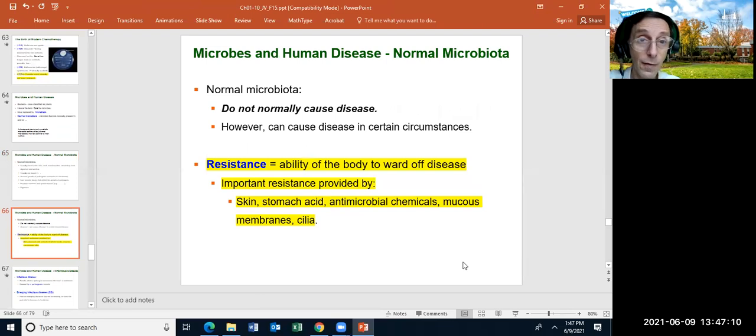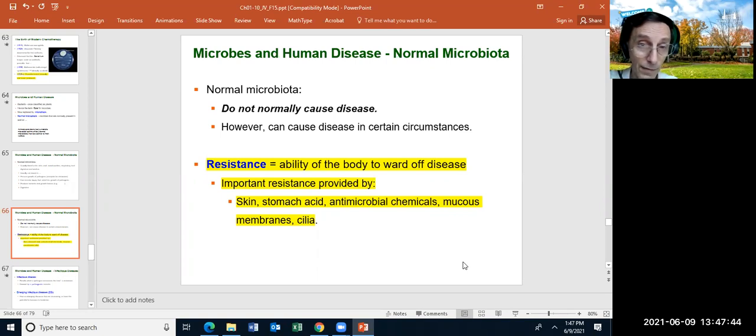All right. The normal microbiota do not normally cause disease. However, they can cause disease in certain circumstances. So normally, the normal microbiota do not cause disease. But in immunosuppressed patients, the normal microbiota can cause disease by growing in places where it shouldn't.